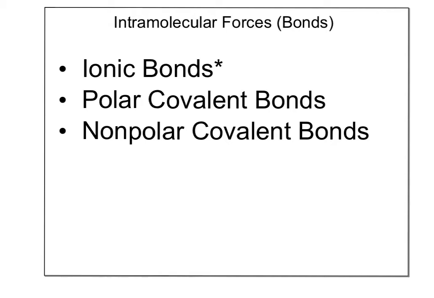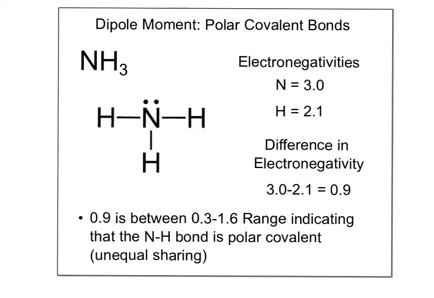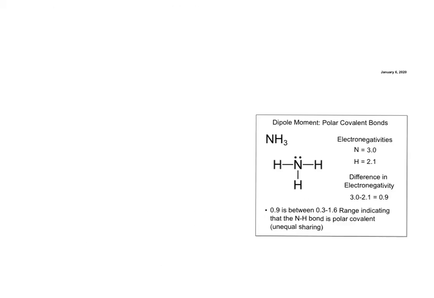So let's talk about the different bonds, the intramolecular. We talked about ionic bonding. Again, it has a star because I'm not going to focus on it too much in this video. We're mostly going to focus on polar covalent and nonpolar covalent bonds. Hopefully this is a little bit of a review, maybe some vocab, but I want to talk about dipole moments. I'm talking about covalently bonded molecules, atoms that are sharing their electrons. We can tell if it's polar covalent, unequal sharing, or nonpolar covalent, equal sharing of electrons, based off the electronegativities.